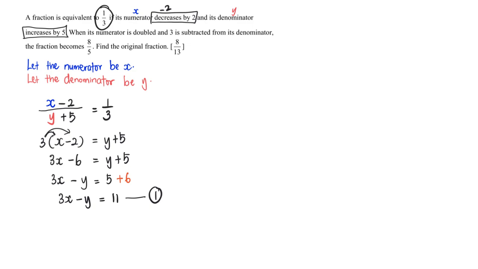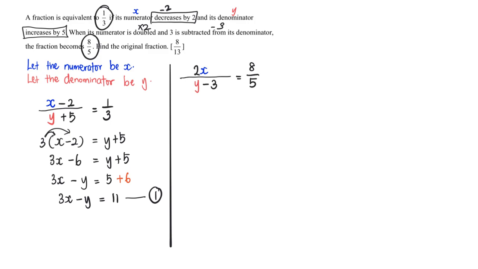And let's move on to my second equation, whereby I now have the numerator doubled and the denominator minus 3. So you will see me having x doubled, 2 times x, and my y subtraction, so minus 3, and this will give me 8 over 5. And I'm going to use my cross multiplication method again.